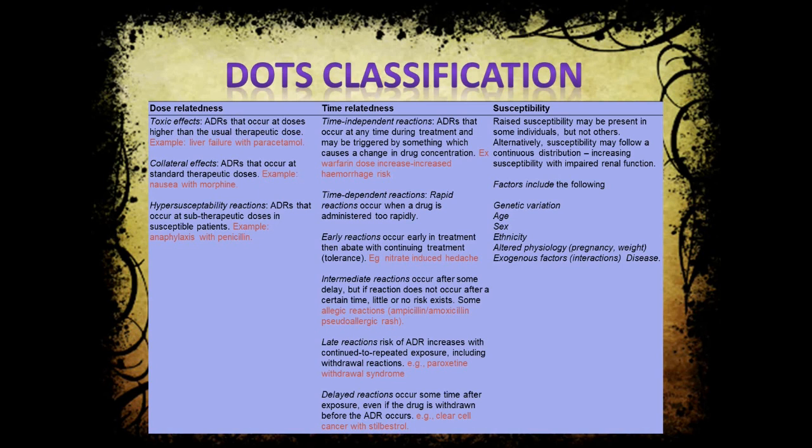Then come the late reactions. Here, the risk of adverse drug reaction increases with continued or repeated exposure, including withdrawal reactions. So withdrawal symptoms are also included in this late reaction. Example, paroxetine withdrawal symptoms.